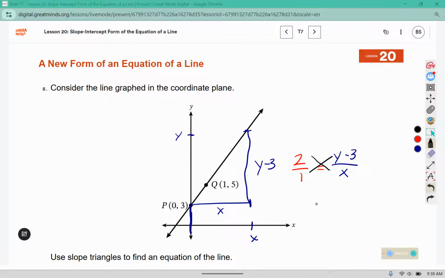1 times y minus 3 is y minus 3, and 2 times x is 2x. So this is an equation, but typically when we're writing equations, we want it to say y equals and then the rest on the other side. So we will add 3 to both sides, and that will give us y equals 2x plus 3. You can't combine the 3 with the 2x because one of them is a variable and the other is just a regular number term.